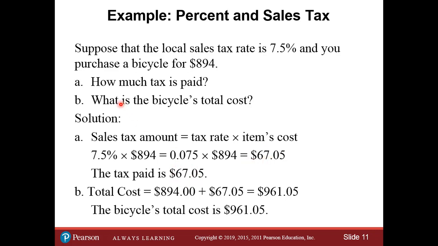Now, if we want to know what's the total cost, well, that's going to be the price of the bike plus the tax. So we're going to add those two together, and so the total cost for the bike is $961.05.